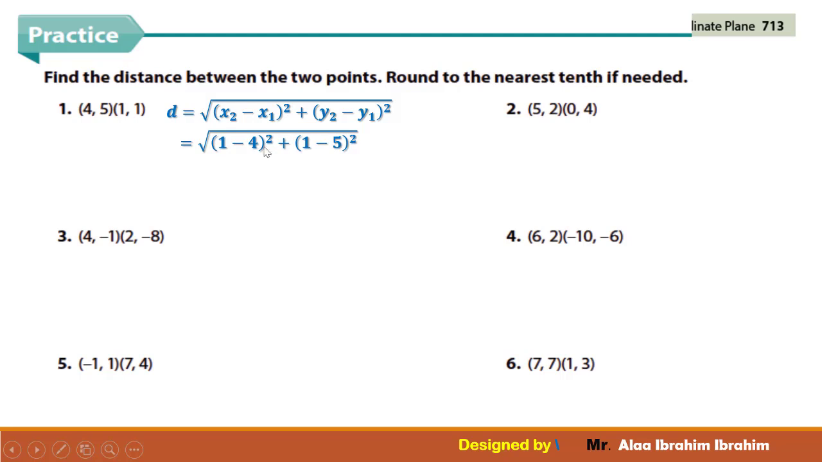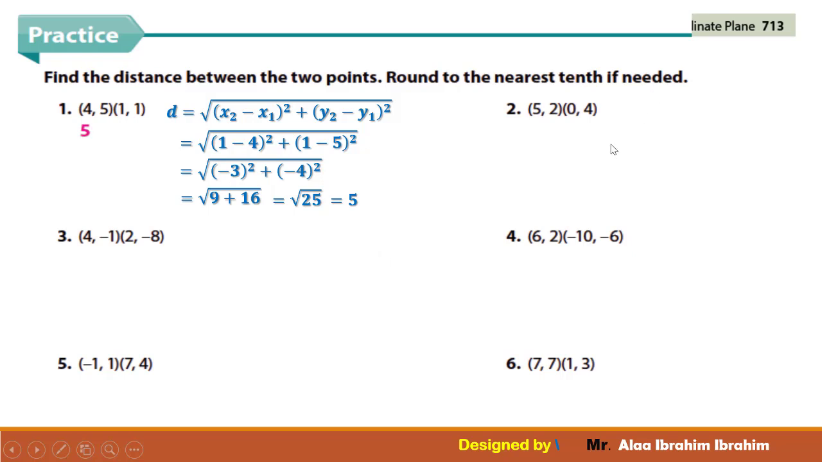So 1 minus 4 is negative 3, power 2, 9. 1 minus 5 is negative 4, power 2, 16. So this will be negative 3 power 2 and negative 4 power 2. Then 9 and 16 together give you 25. Root 25 is 5. So this is your result.